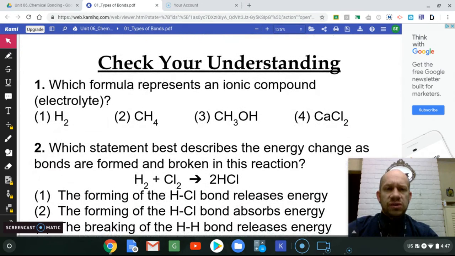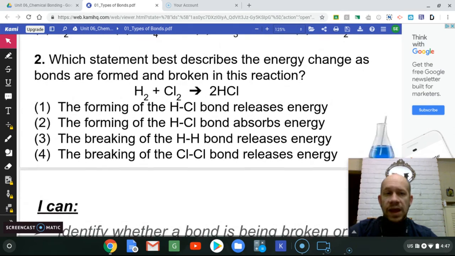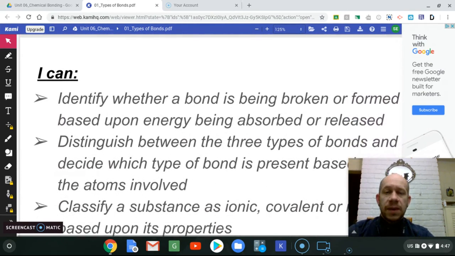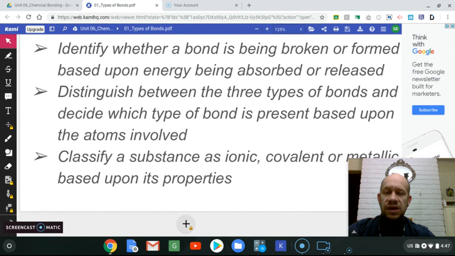So check your understanding, review your notes, and see how you understand this concept. And by now you can identify whether a bond is being broken or formed based upon energy being absorbed or released. Remember BARF. Distinguish between the three types of bonds and decide which type of bond is present based upon the atoms involved, and classify a substance as ionic, covalent, or metallic based upon its properties.